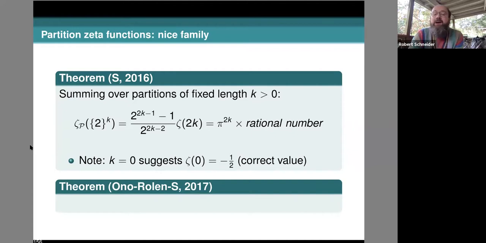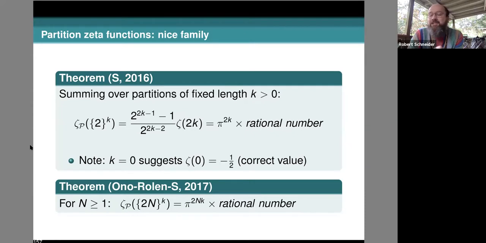Now, looking at that, you might wonder, can we get more? For instance, can we take a different argument from 2? That was harder. My colleague, Larry, actually figured out how to do this using Faà di Bruno's formula. And it turns out that, in fact, we do have for any even argument and partitions of any length k, a similar formula where we get a rational number times an even power, because these are even numbers, of pi. So this is much broader than Euler's generalization.